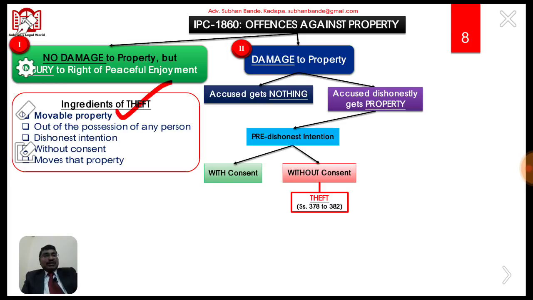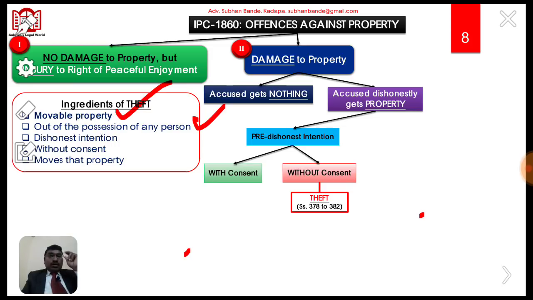This is the first ingredient. Coming to the second ingredient, out of possession of any person. When a property is in the possession of a particular person, and is taken away by the accused, it is said to be a theft if it fulfills the rest of all ingredients. There must be a movable property. Such movable property must be taken away by the accused from the lawful possessor of such property with a dishonest intention, without the consent. There must be some movement of such property. These are the ingredients of theft.